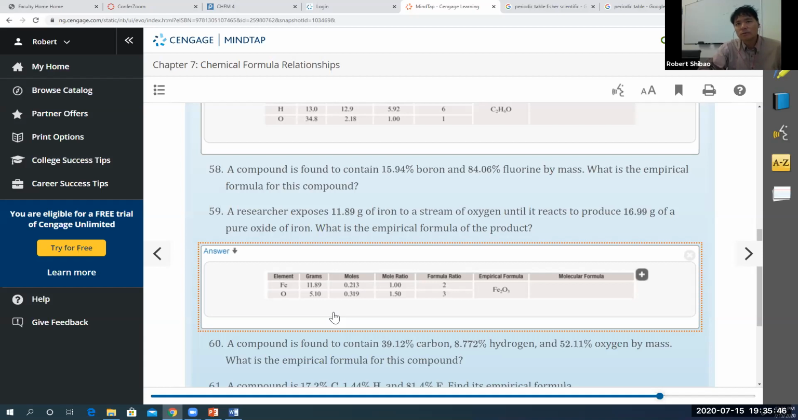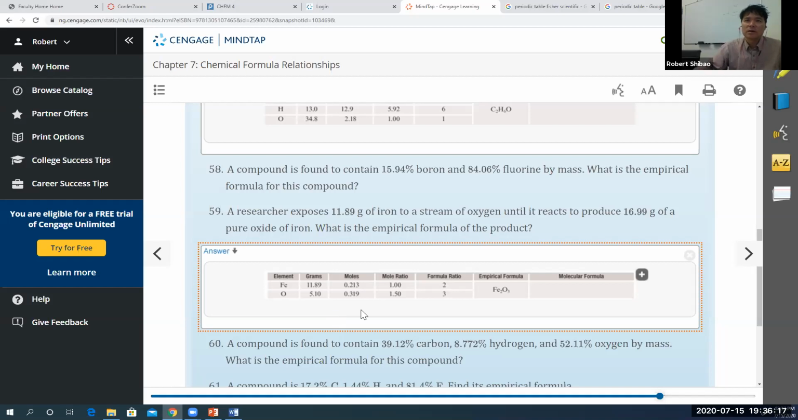When we do the simplest mole ratio, we divide by the smallest. So 0.213 divided by 0.213 gives us 1. However, 0.319 divided by 0.213 gives us 1.5. Should I round 1.5 to 2? No. Or should I round down 1.5 to 1? No. This is kind of stuck in the middle. So the best thing is to double this. If I double this, I get 2 and 3. And so it's Fe2O3. And that's the simplest.